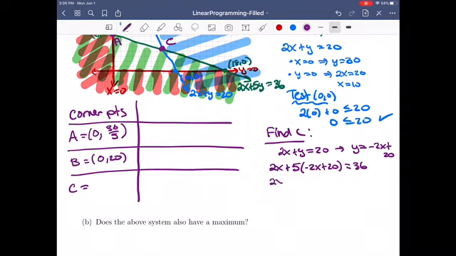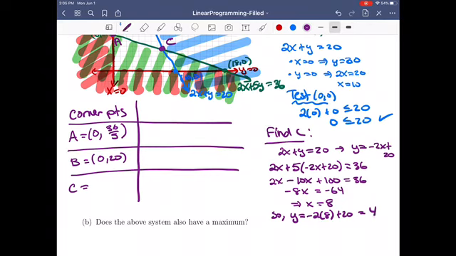So I have 2x minus 10x plus 100 equals 36. So this is negative 8x equals 36 minus 100, which is negative 64. So x is negative 64 divided by negative 8, okay, which is just 8. And then I plug that back into y. So it's negative 2 times 8 plus 20. So that's going to be negative 16 plus 20 is 4.